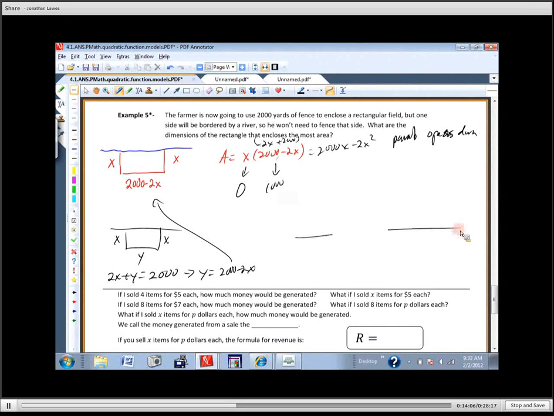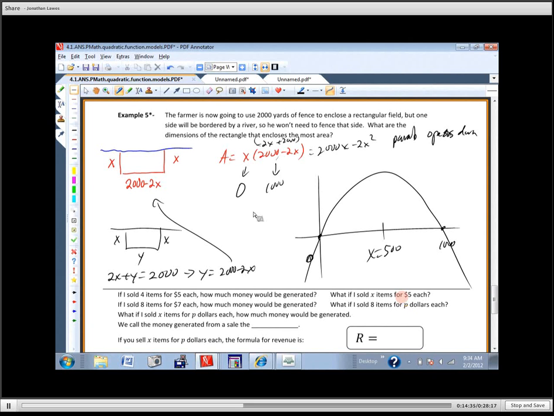So here's what we've got. We've got a parabola that crosses at 0 and crosses at 1,000. Opens down, looks something like that. Where is the vertex? At x equals 500. Okay. Now, is this a square? It's not a square. It's definitely a rectangle.